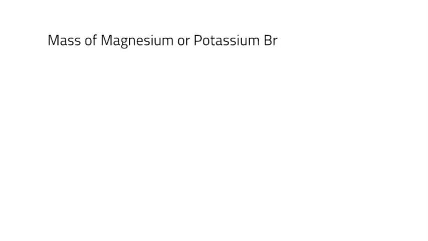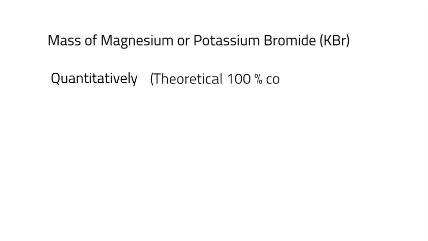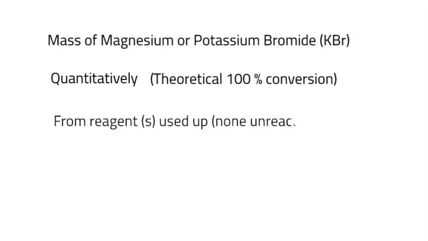Now, let's turn our attention to determining the mass of magnesium or potassium bromide, KBr, that can be produced quantitatively. The theoretical yield is a 100% conversion of the reagents that are both used up. That is, there is no starting reagent left over unreacted. Let's go back to the table to determine this theoretical yield.